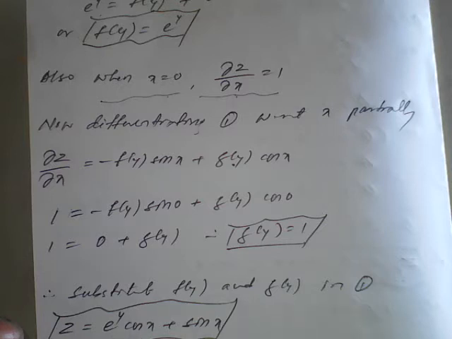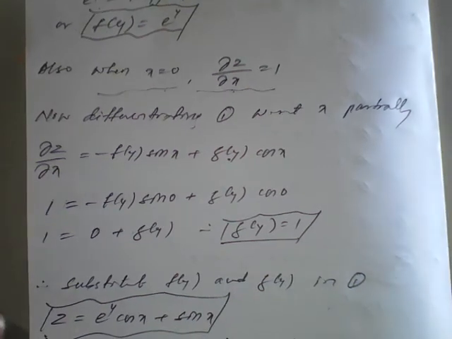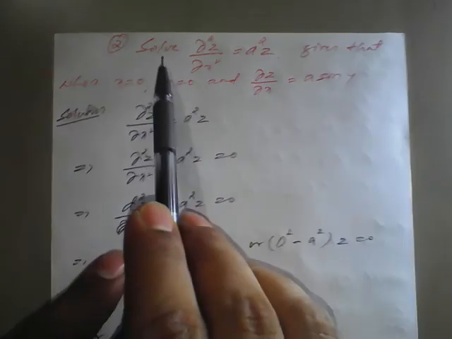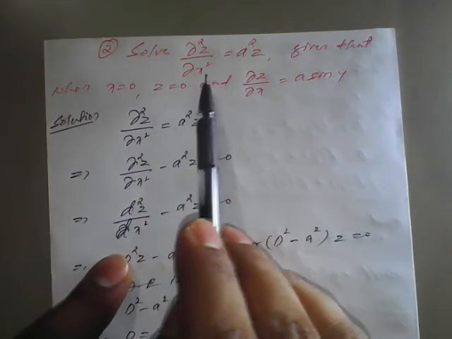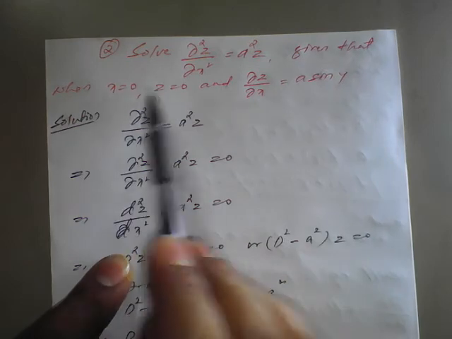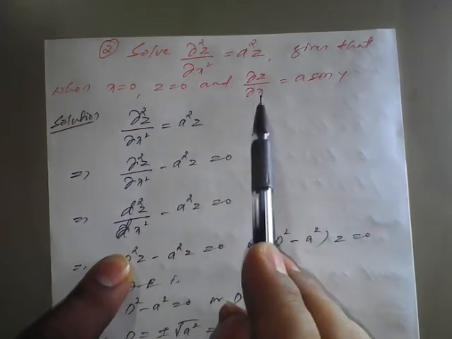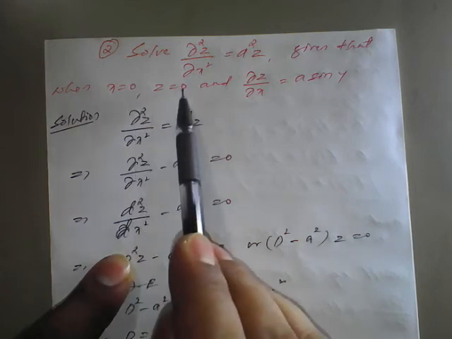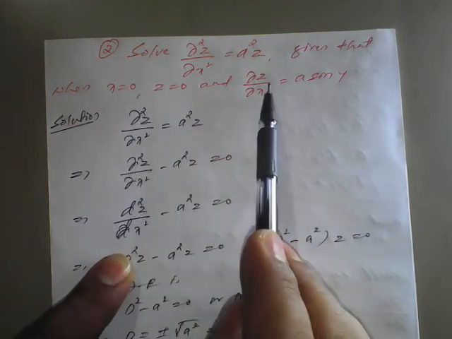So in this way we need to simplify a homogeneous partial differential equation. Okay, the next question is: solve dou square z upon dou x square is equal to a square z, given that when x is equal to 0, z is equal to 0, and dou z by dou x is equal to a sin y. So when x is 0, z will become 0, and when x is 0, the second condition will also apply.